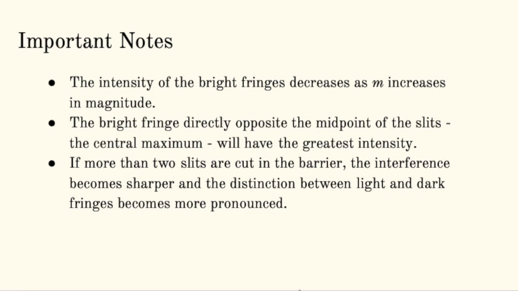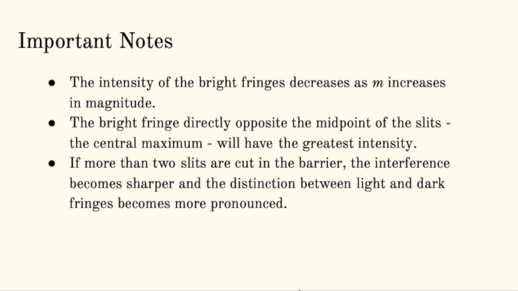So finally, here are some extra important notes about this experiment. The intensity of the bright fringes decreases as m increases in magnitude. So essentially, as we get further up or further down the screen, the intensity of the light decreases. The bright fringe directly opposite the midpoint of the slits, the central maximum, will have the greatest intensity.